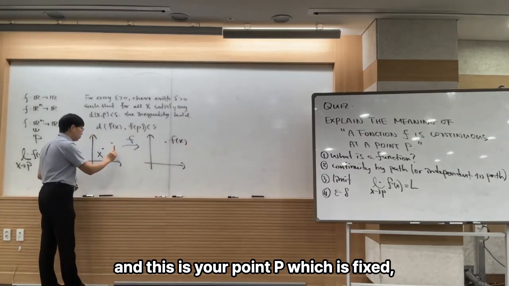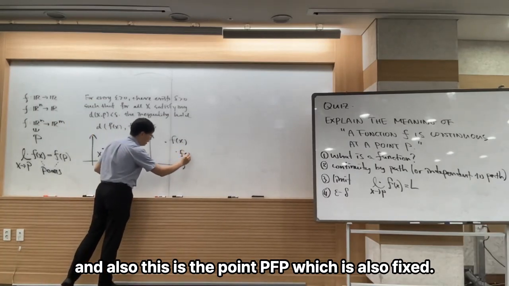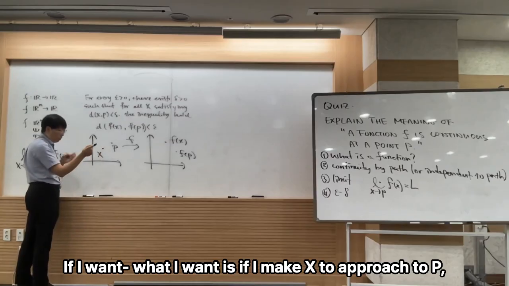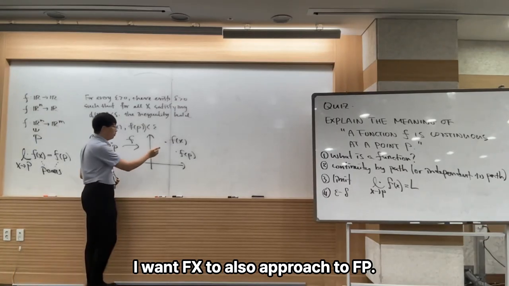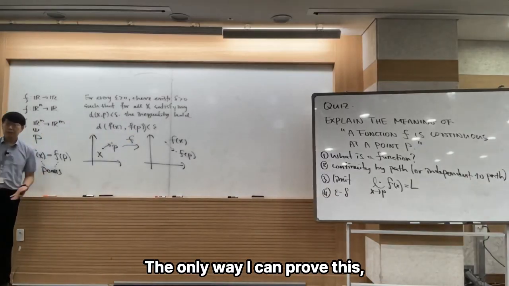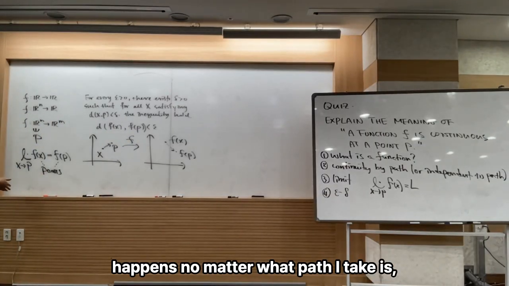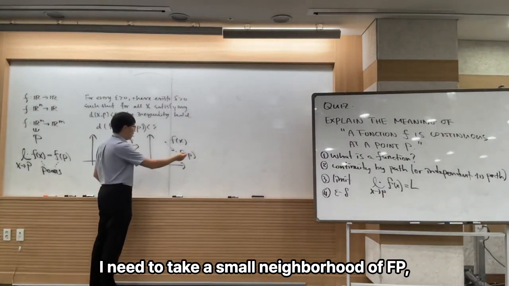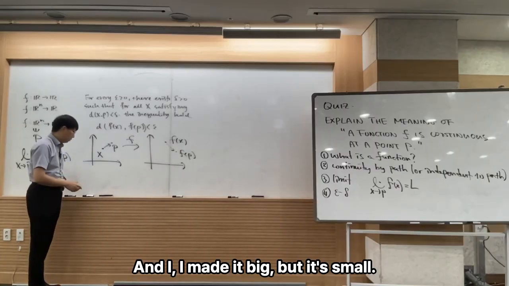And this is your point P, which is fixed. And also this is the point f of P, which is also fixed. What I want is, if I make x approach P, I want f of x to also approach f of P. The only way I can prove this, which means that it always happens no matter what path I take, is I need to take a small neighborhood of f of P. I made it big, but it's small.